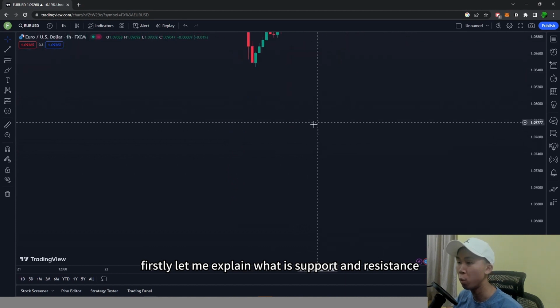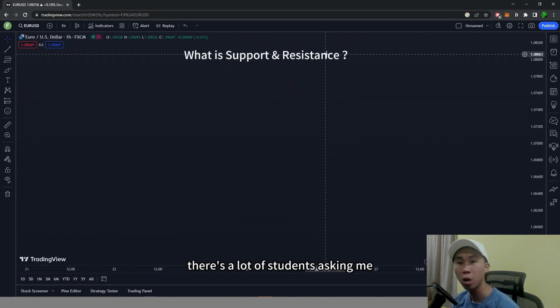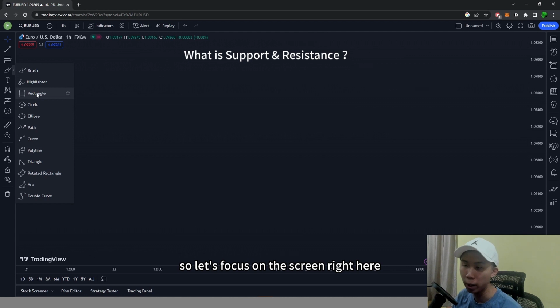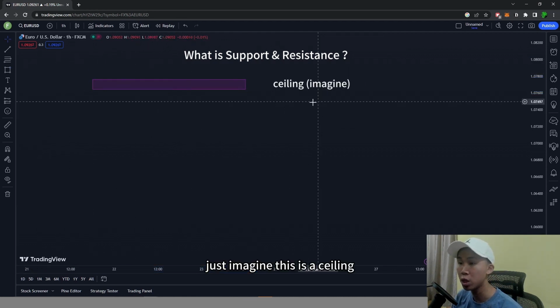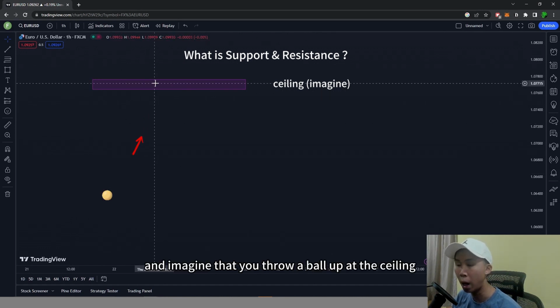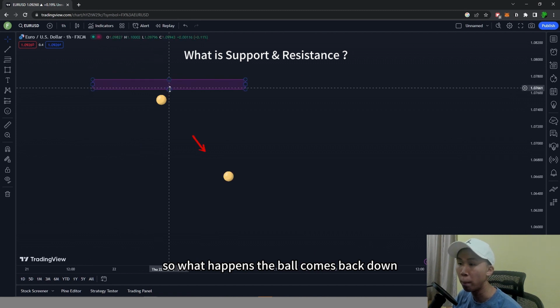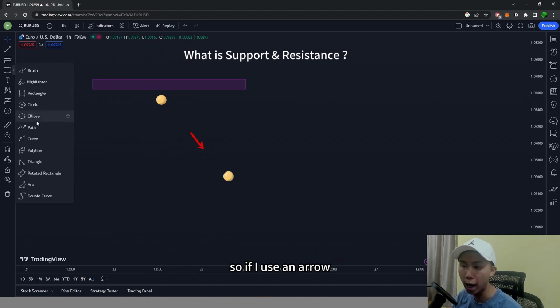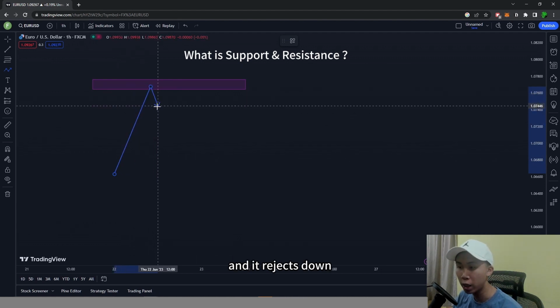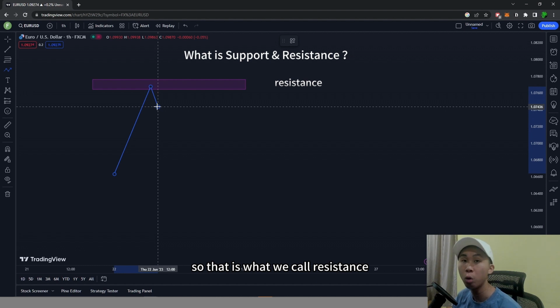Firstly, let me explain what is support and resistance. There's a lot of students asking me what is support and resistance, and I will explain it in the simplest way. So let's focus on the screen right here. Imagine you have a ceiling. Just imagine this is a ceiling, and imagine that you throw a ball up at the ceiling. So what happens? The ball comes back down. So if I use an arrow, if the ball gets thrown up at the ceiling and it rejects down, that is what we call resistance. Because the ball is facing a resistance, that's why it stopped going up.